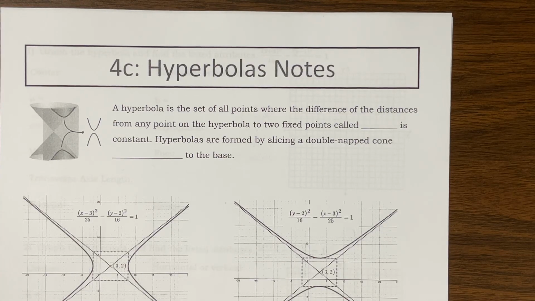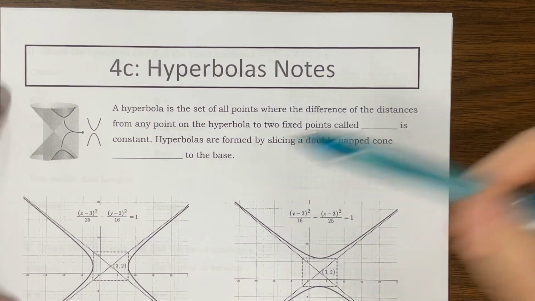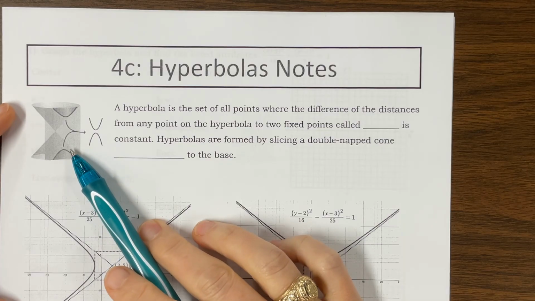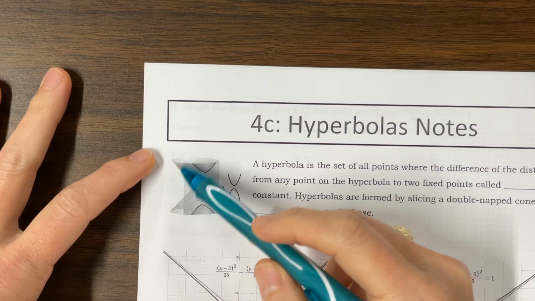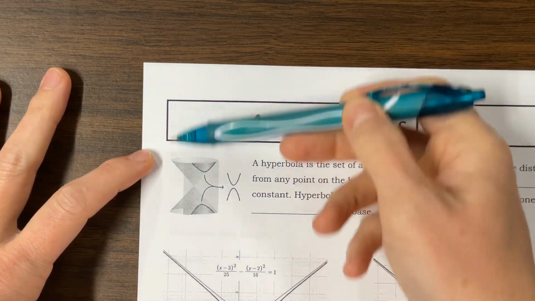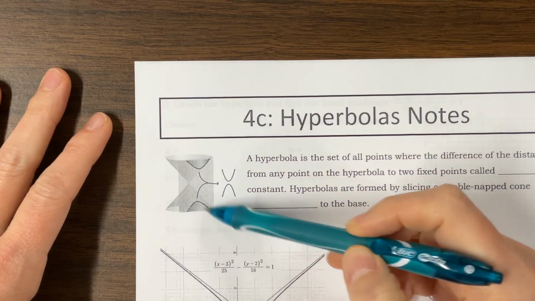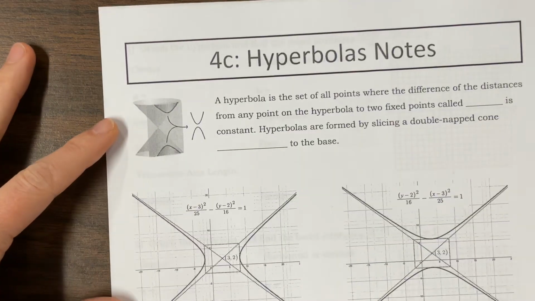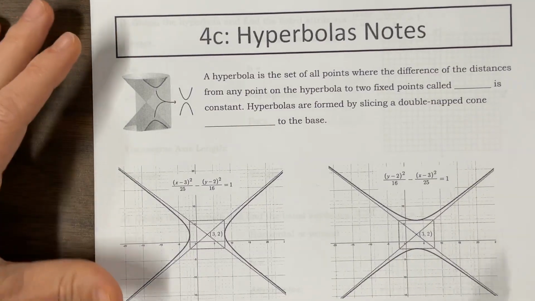We are continuing our unit on conics, and this one is on hyperbolas. This looks a little funny, but basically what happens is if we take a cone, well, two cones, a cone inverted on another cone, and we slice it in such a way that it's perpendicular to the base, we get a little piece here and a little piece there. Those pieces we call a hyperbola.